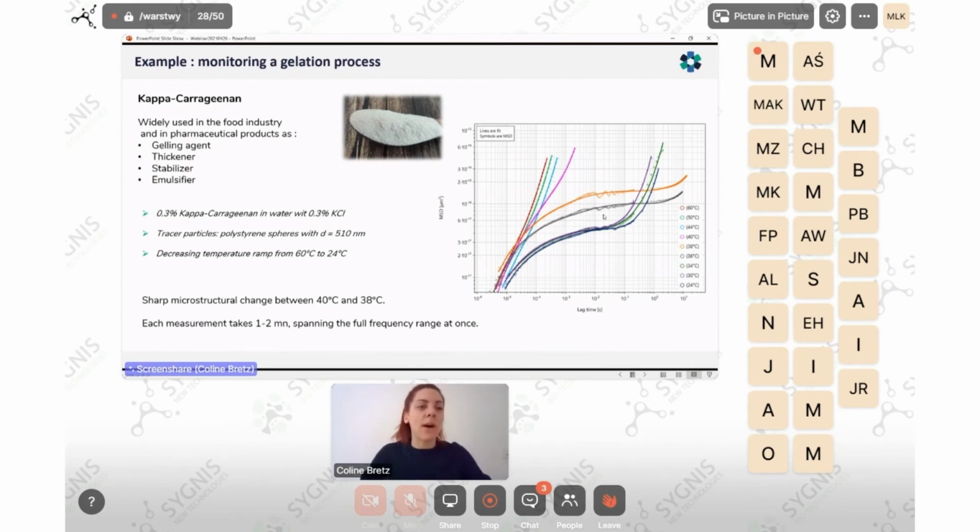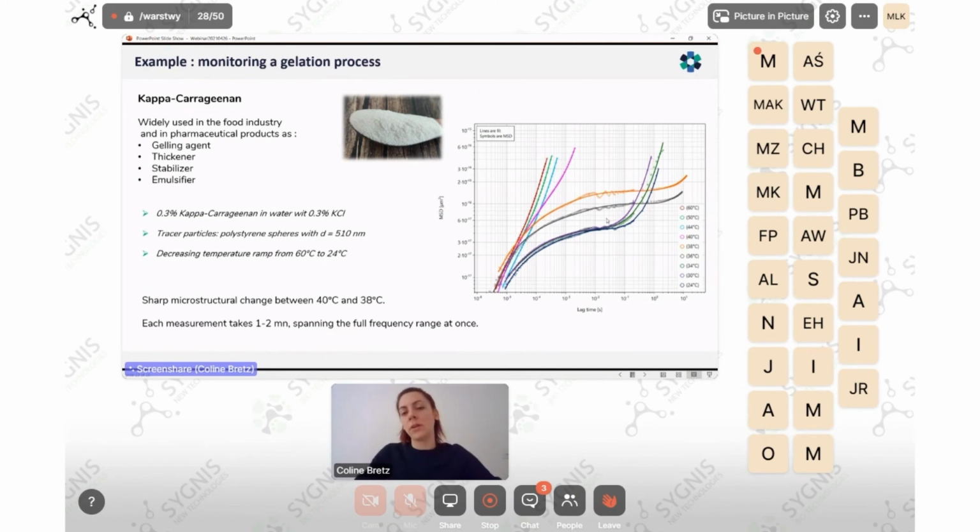And in this case, kappa is a sample that does not gel at high concentration, but at large temperatures, but at lower temperatures. So in this case, we submitted it to a decreasing temperature range starting from 60 degrees and ending at 24 degrees. And again, what we can see here is a very sharp microstructural change between 4 degrees and 38 degrees, where the sample goes from linear behavior and here critical gel state to a fully gel state in which we see a strong nonlinear behavior and the formation of a plateau.